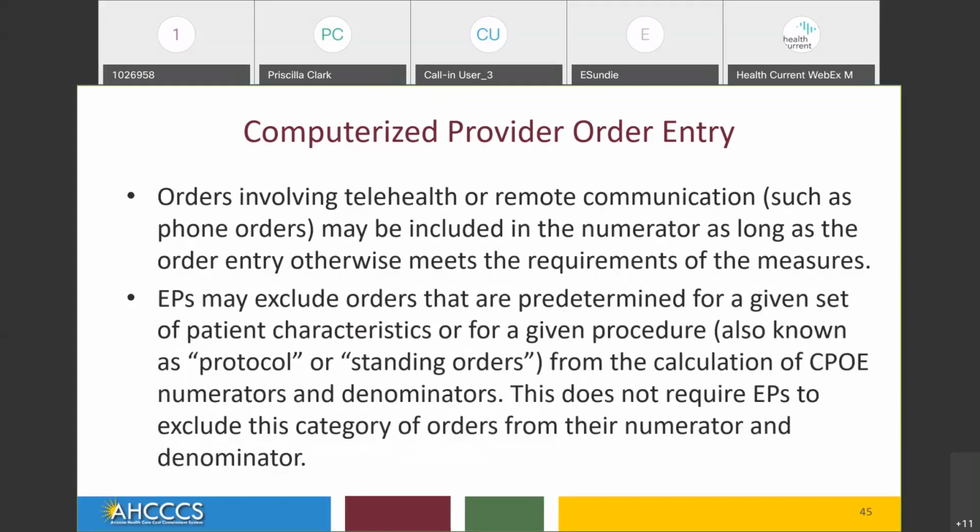Orders involving telehealth or remote communication, such as phone orders, may be included in the numerator as long as the order entry otherwise meets the requirements of the measures. EPs may exclude orders that are predetermined for a given set of patient characteristics or for a given procedure, also known as protocol or standing orders, from the calculation of CPOE numerators and denominators. This does not require EPs to exclude this category of orders from the numerator and denominator.